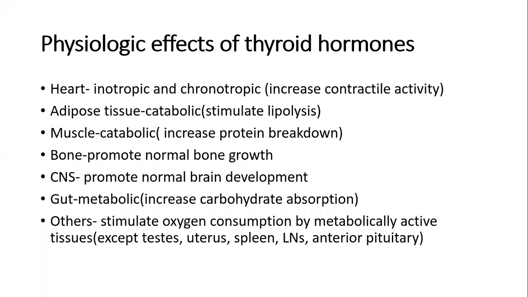So we have different physiologic effects of the thyroid hormones, which usually affect major systems in the body. In the heart, they have inotropic and chronotropic effects, that is, increased contractile activity. They can also act on the adipose tissue, where they stimulate lipolysis. On the muscle, they increase protein breakdown. On the bone, they promote normal bone growth. On the CNS, they promote normal brain development. On the gut, they increase carbohydrate absorption.